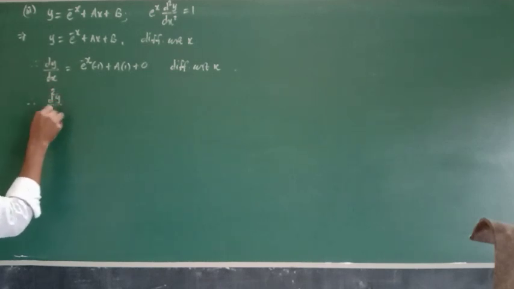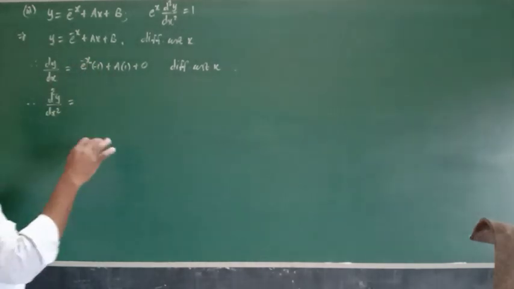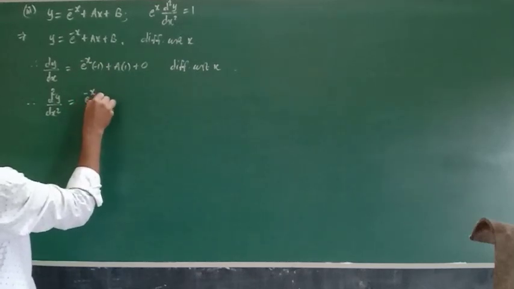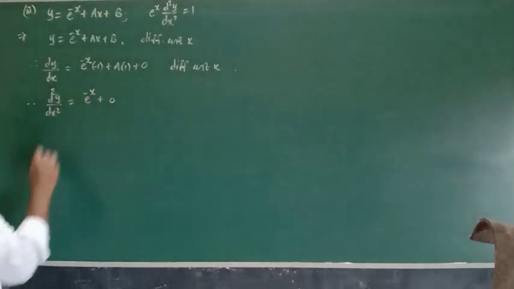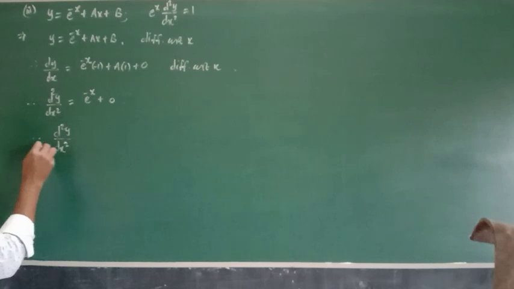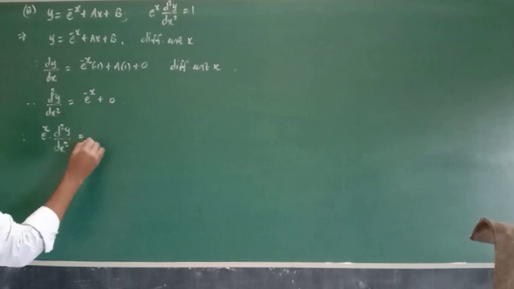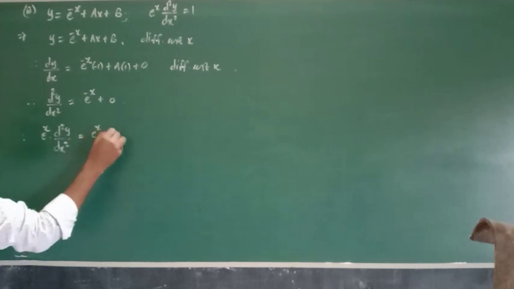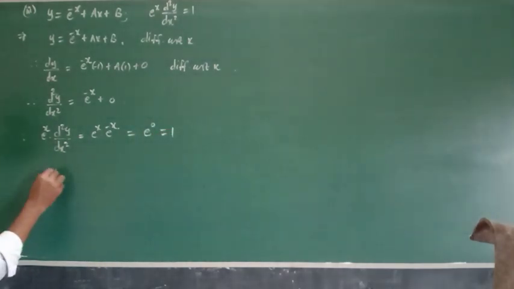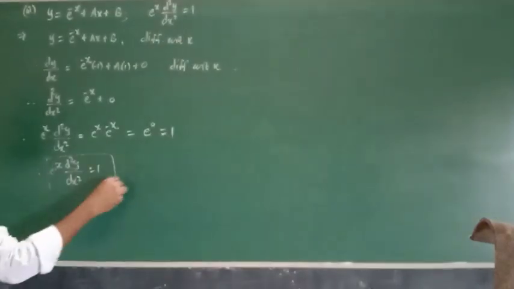So d2y by dx square is equal to the derivative of e raised to minus x, which is minus e raised to minus x, and minus minus gives plus. So e raised to minus x, and a is a constant, so its derivative is 0. So d2y by dx square equals e raised to minus x. Multiply the total equation by e raised to x. So e raised to x into e raised to minus x is e raised to 0, which is equal to 1. So e raised to x d2y by dx square equals 1.